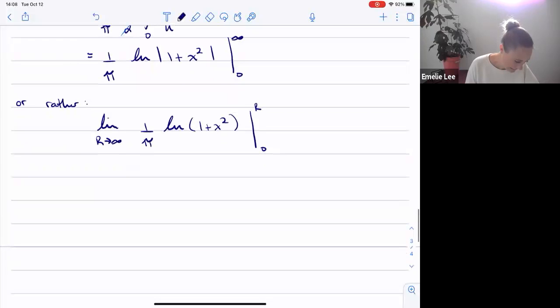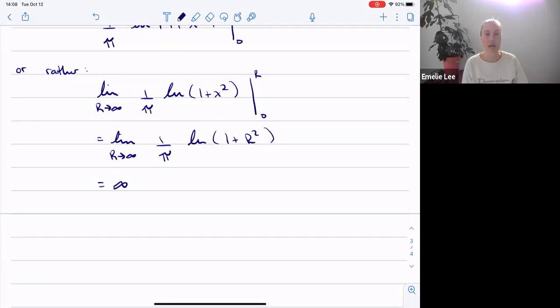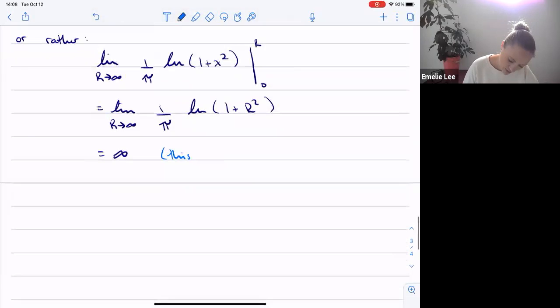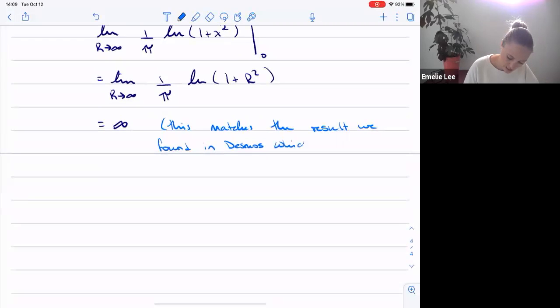And so here, this becomes the limit as r goes to infinity of 1 over pi times the log of 1 plus r squared. And that puts us at infinity. This matches the result we found in Desmos, which was undefined.